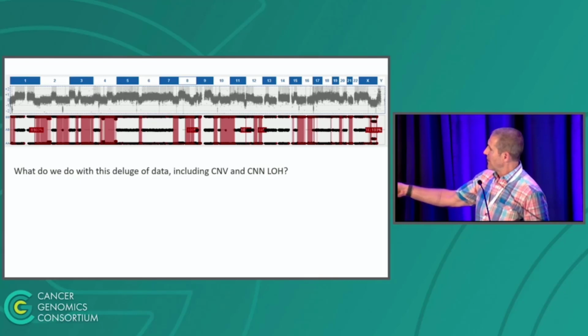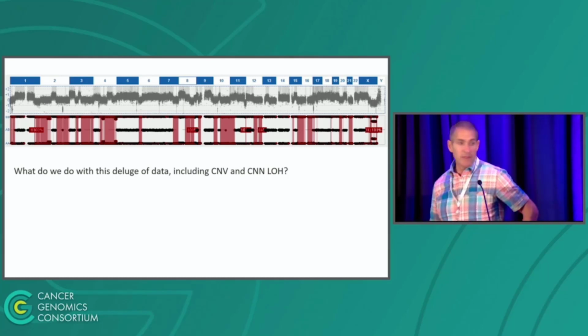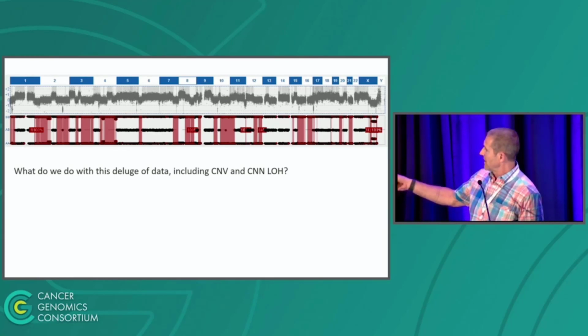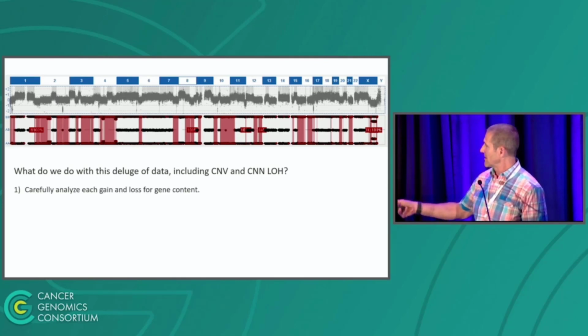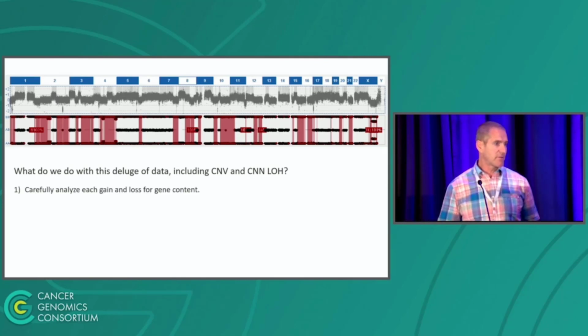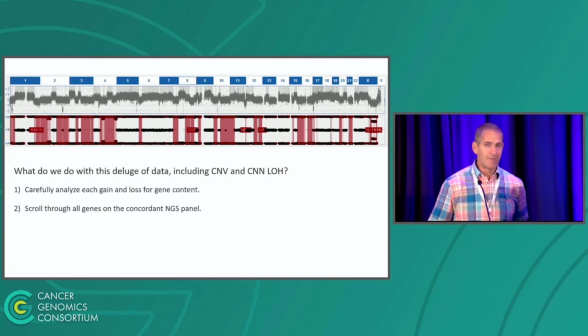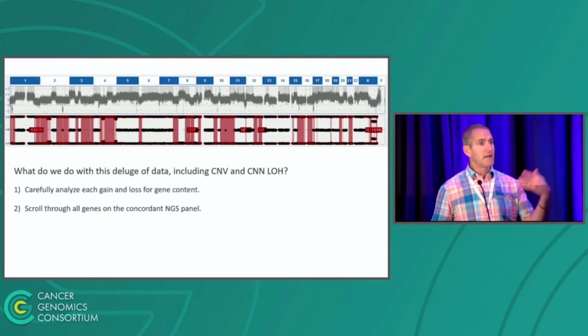And then these red regions here are the regions of loss of heterozygosity. In normal cells, we would expect there to be 3 tracks: AA, AB, and BB. And here you can see there's not only loss of heterozygosity associated with deletions, but also copy neutral loss of heterozygosity. So what do we do with this? Well, we can go through and analyze each gain and loss for gene content, which is hugely laborious. We can also look at a concordant NGS panel that we run and march through each gene, and we do that as well.